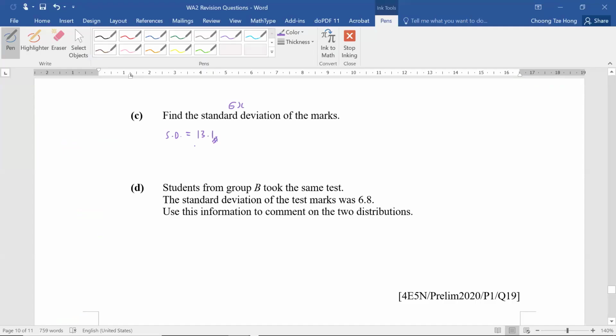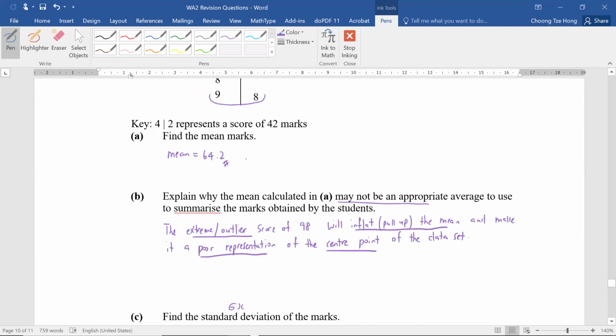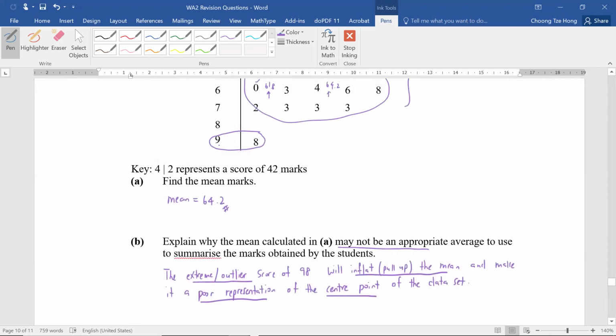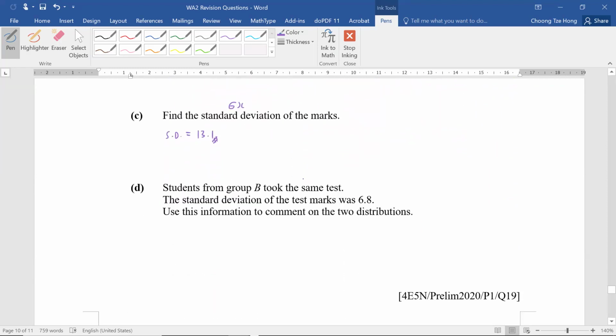You can see over here, the standard deviation of 13.1 is actually quite big. In fact, in part D, they say that for students from group B, the test mark standard deviation was only 6.8. So why was this so big? This is expected because of this 98. This 98 caused the standard deviation to become very big, because it's very far away from the mean. That's why the standard deviation is so big, because of that 98 value.